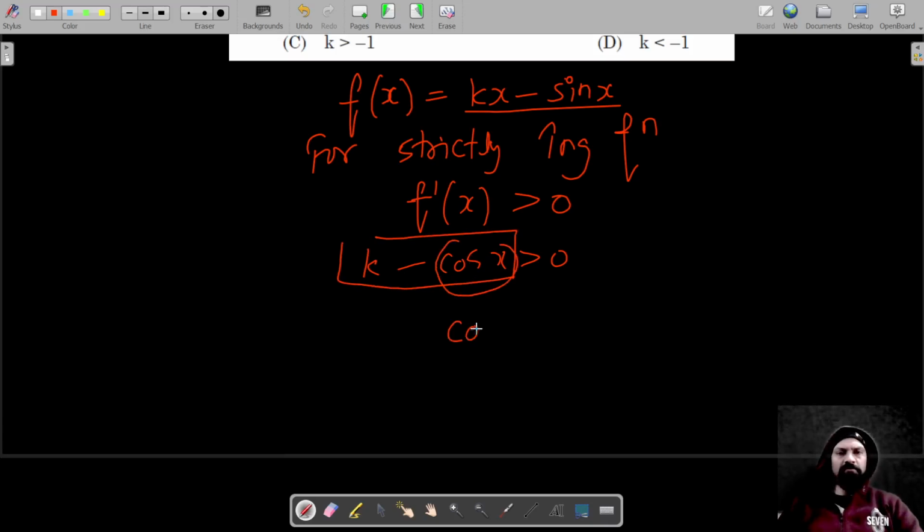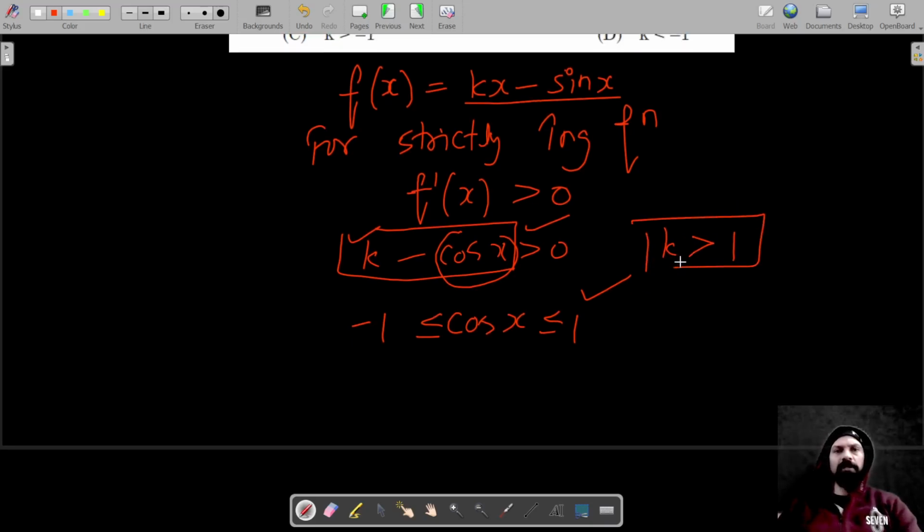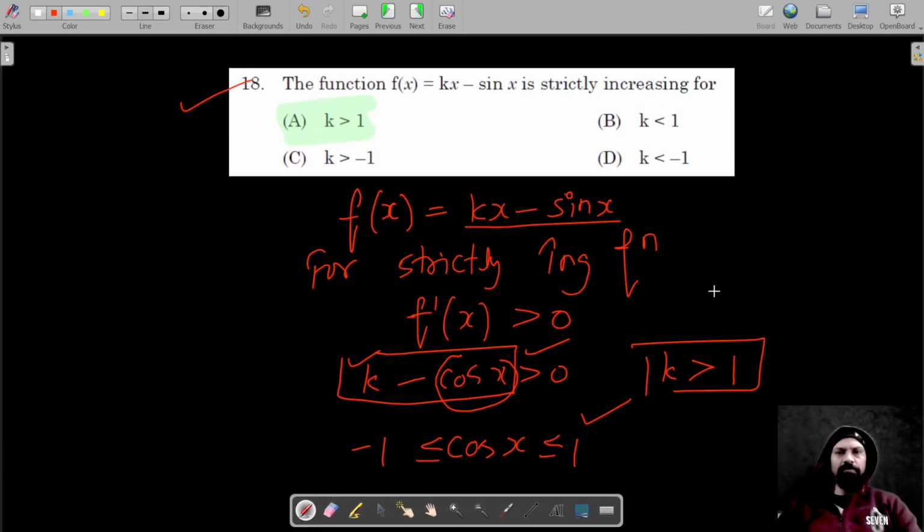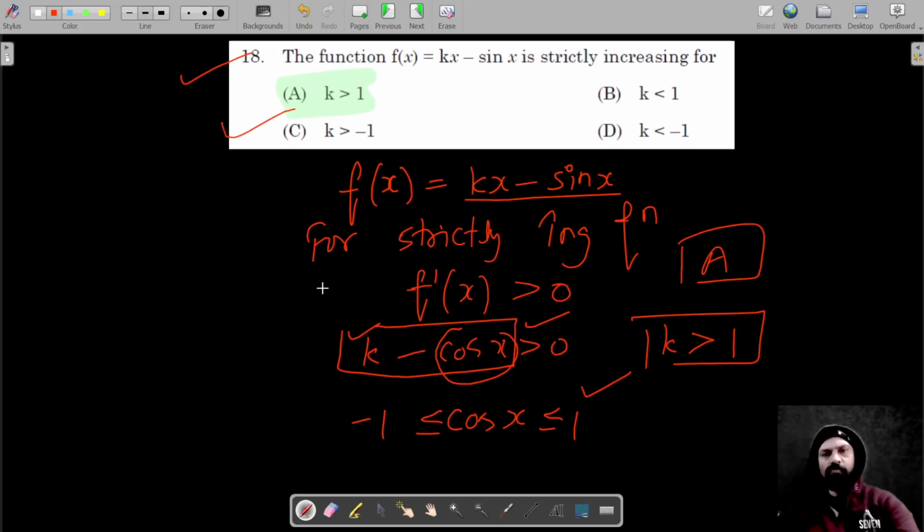Now we know that the range for cos x is greater than or equal to -1 but less than or equal to 1. That is, the maximum value of cos x is 1. So for this to be positive, k should be greater than 1, which is option A. So A is the correct option for question number 18.